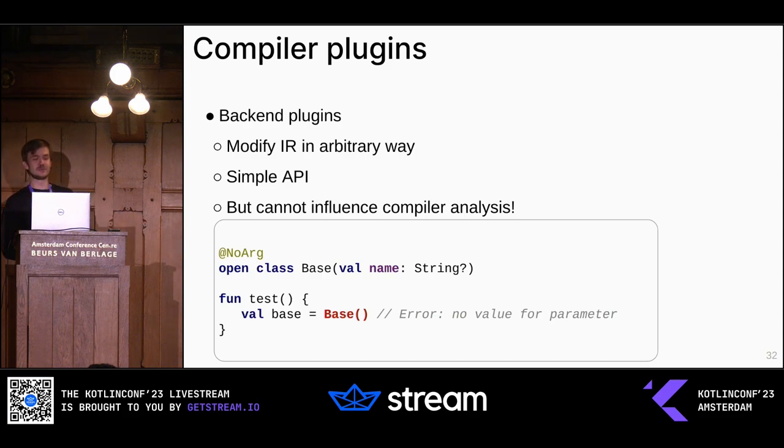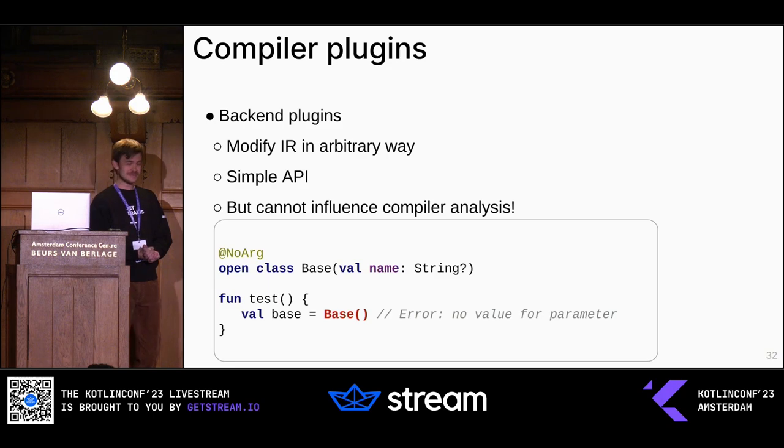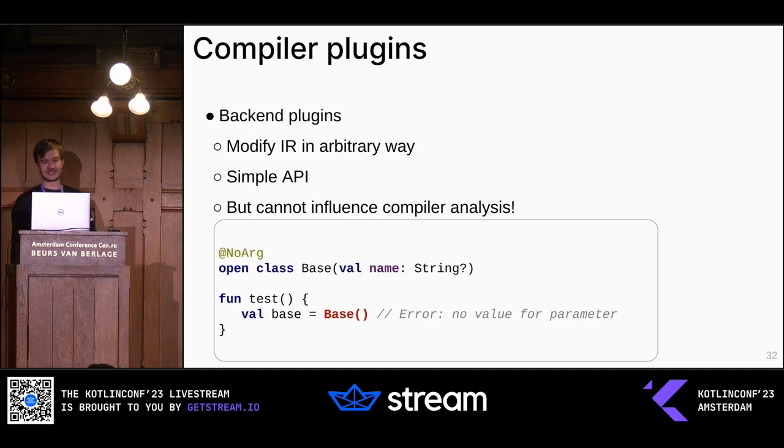In this example, we have applied the no-argument backend compiler plugin. No-argument compiler plugin works mostly at backend stage. And it has generated a default constructor for the base class. In function test, we are trying to call this constructor, but we cannot compile this code. No value for parameter name, and it's a compiler error. Why so? We have generated a default constructor, but we have done it only at backend stage, and compiler analysis is performed at the front-end stage. It's earlier. We cannot avoid an error here. If this work is performed in a backend plugin, then for which purpose have we added this default constructor? Well, it can be called via reflection, and it's exactly the way it's used.